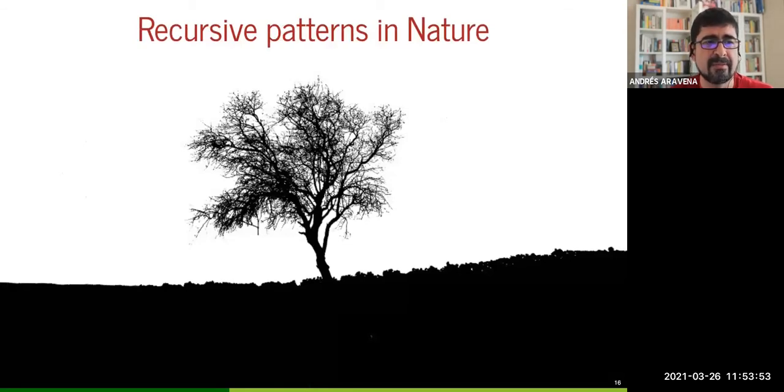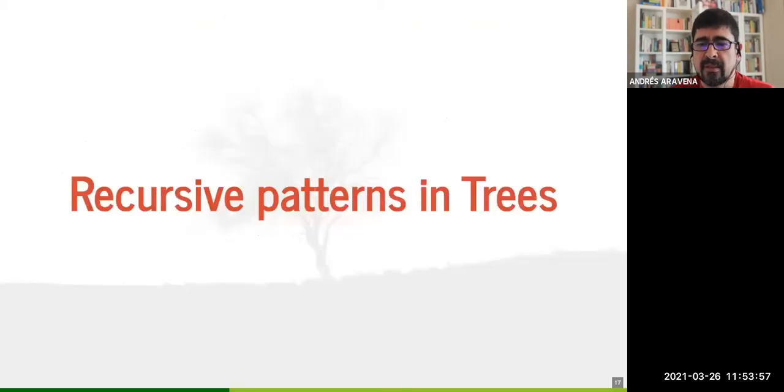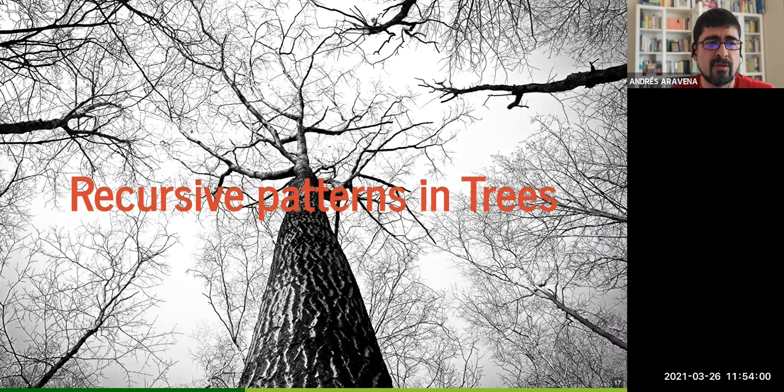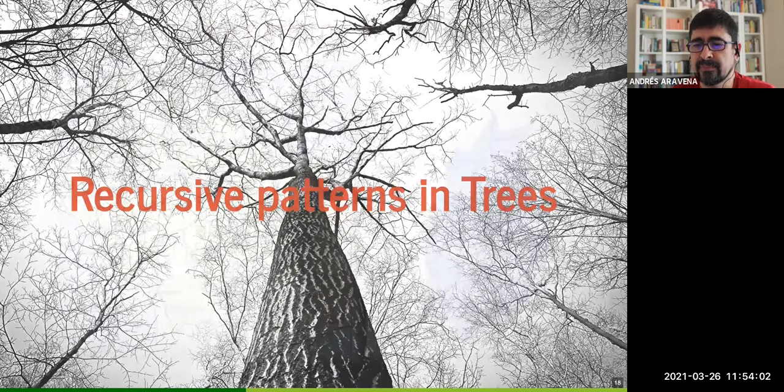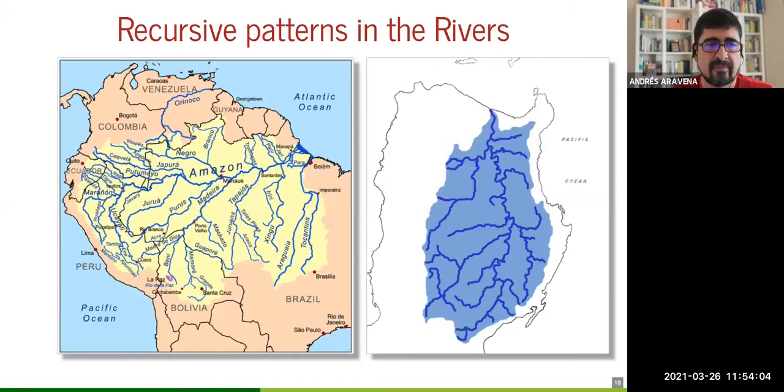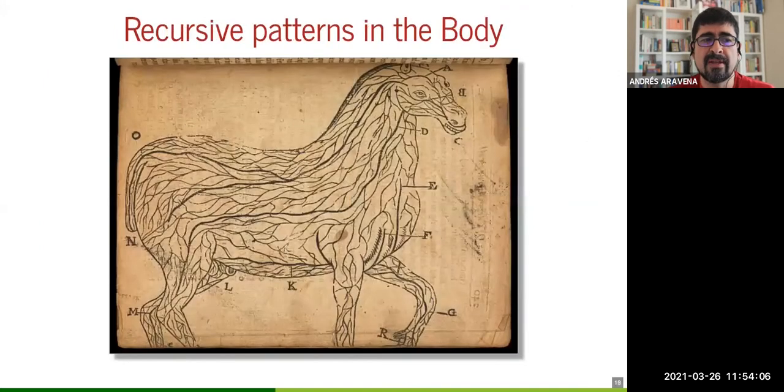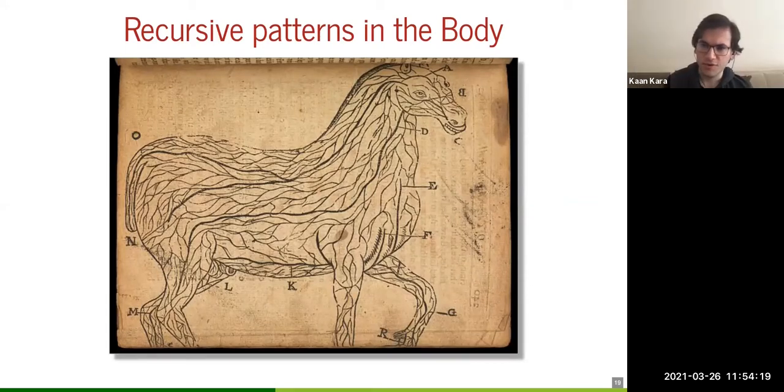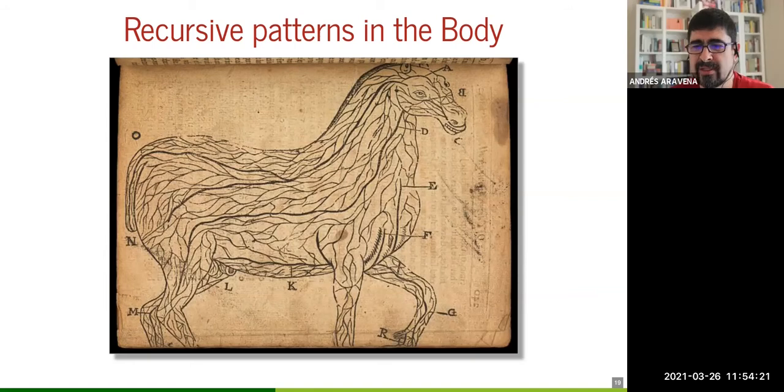Can you see the pattern? A pattern that you see in trees, a pattern that you see in rivers, and the pattern that you see in the blood vessels, in the blood system. What is the pattern? Can you tell me what is the pattern? A model. What is that?